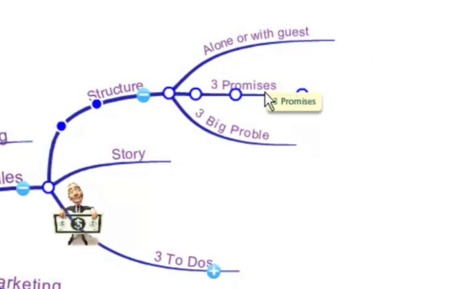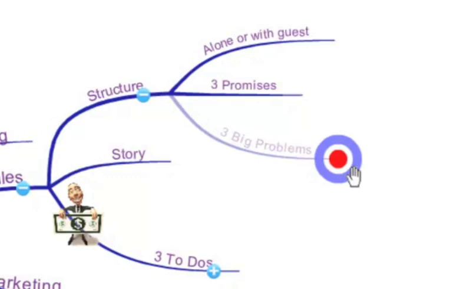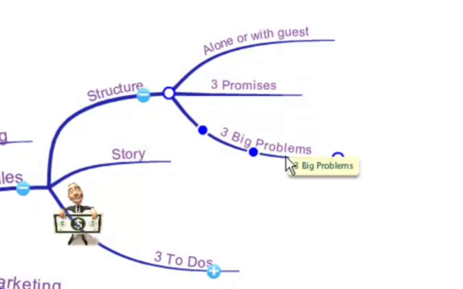Webinars work really, really well when you work in 3s. Make 3 promises and find 3 big problems that your customers or clients have. So make 3 promises that will take care of 3 big problems that your folks have. You don't want to do too much because you don't want to overwhelm them. So 3 promises that take care of 3 problems, and do as much of that with storytelling as you can.